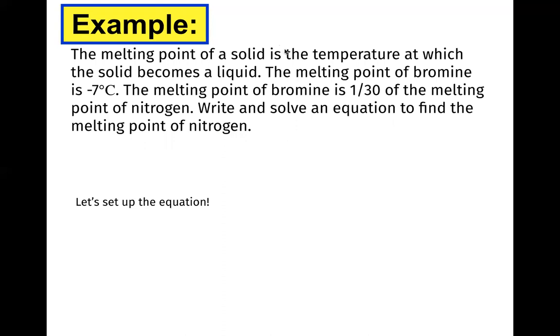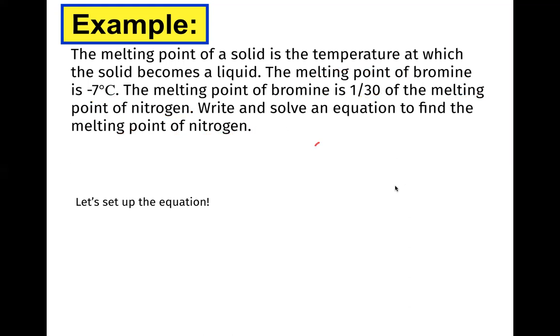So when you're looking at a word problem like this, always focus on what values are already given. In this case, we're given that the melting point of bromine is -7 degrees Celsius, and that the melting point of bromine is 1/30 of the melting point of nitrogen. So first we're trying to write an equation, and then solve that equation to ultimately find the melting point of nitrogen.